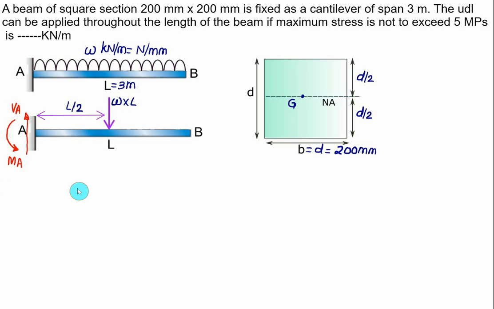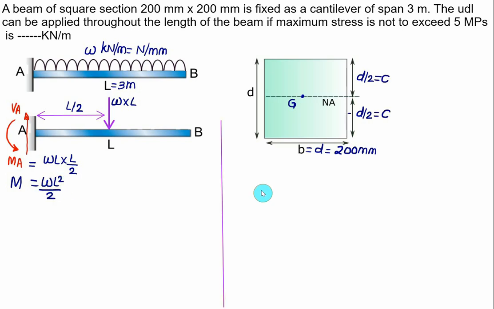So this is a straightforward calculation. The bending moment at point A will be the product of force, that is W into L, and the distance L by 2. So this is the maximum possible value of bending moment. We have W into L square divided by 2. Here C represents the distance of the top fiber and the bottom fiber from the neutral axis. In this case the value of C is D by 2.